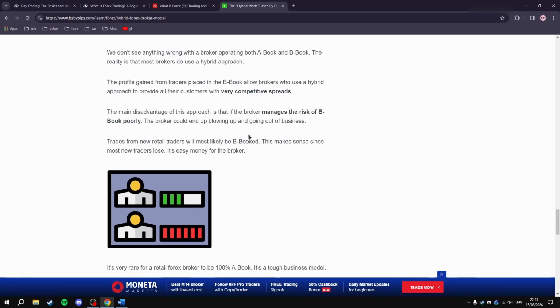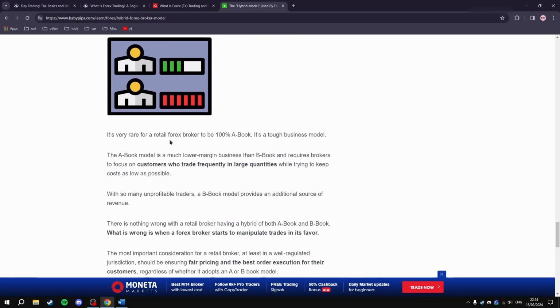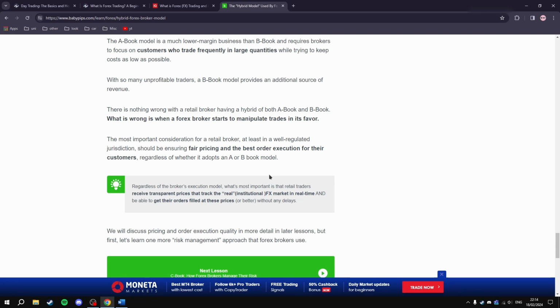Trades from new retail traders will most likely be B-booked. This makes sense since most new traders lose. It's easy money for the broker. It's very rare for a retail Forex broker to be 100% A-book. It's a tough business model. The A-book model is a much lower margin business than the B-book and requires brokers to focus on customers who trade frequently in large quantities, while trying to keep costs as low as possible. With so many unprofitable traders, a B-book model provides an additional source of revenue.